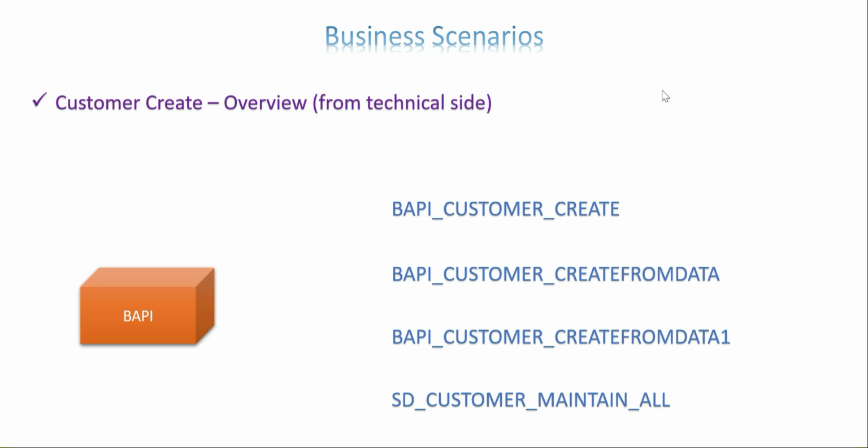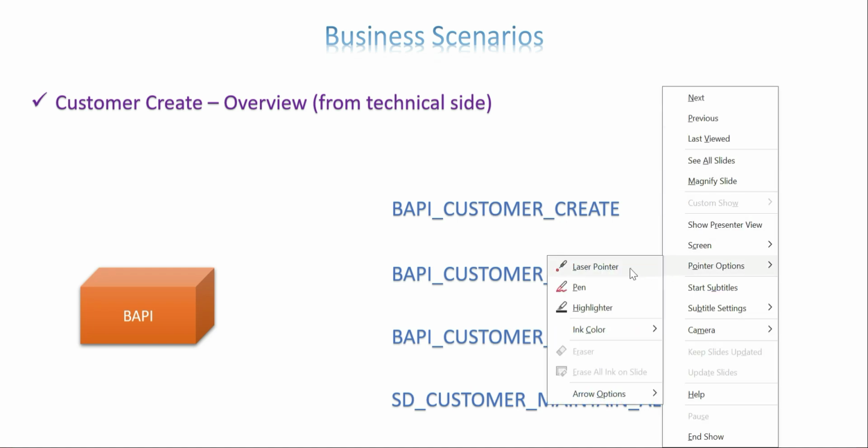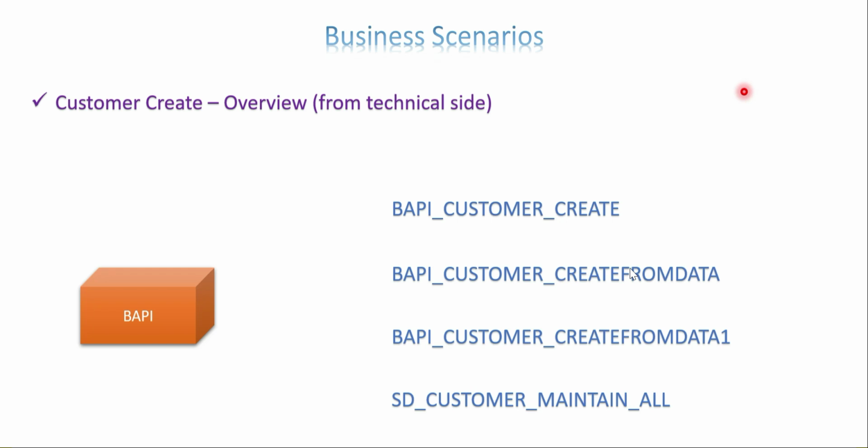So we have a list of BAPIs to create customer data on the SAP side. These are the four which I have chosen for this particular video. One is BAPI_CUSTOMER_CREATE, then BAPI_CUSTOMER_CREATEFROMDATA, CREATEFROMDATA1, and finally we have SD_CUSTOMER_MAINTAIN_ALL. So these are the four BAPIs. Each one has its own properties and its own way of executing, so we'll try to understand them and fit them to different business needs.